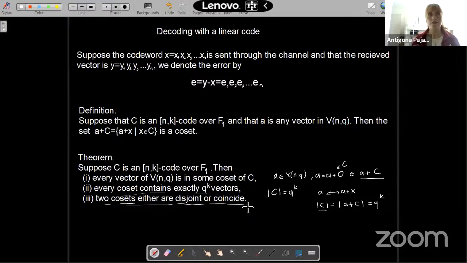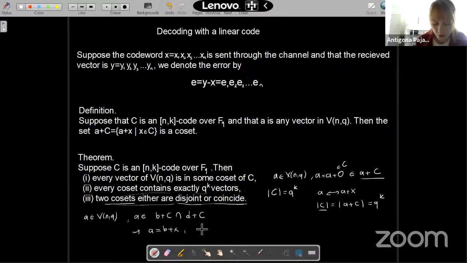So let's suppose that they intersect at some point. So if we have a vector A in our vector space, let this be an element of B plus C, a coset, in an intersection with D plus C. So this would mean that A can be written as B plus X for some code word X in C. And A can be written as D plus some Y in C. And this means that A is equal to B plus X, equal to D plus Y.